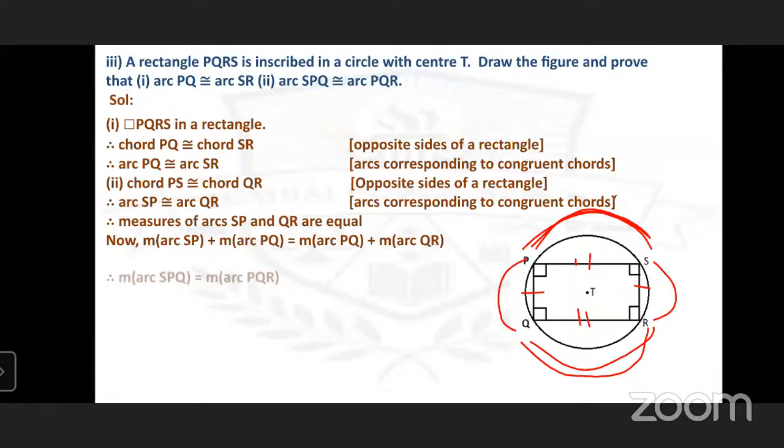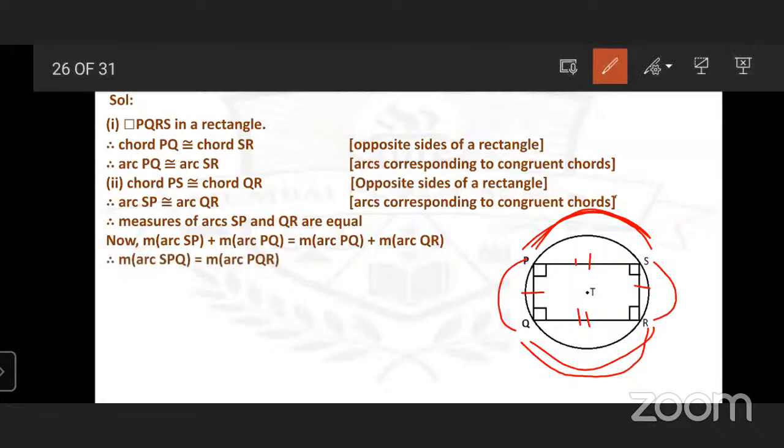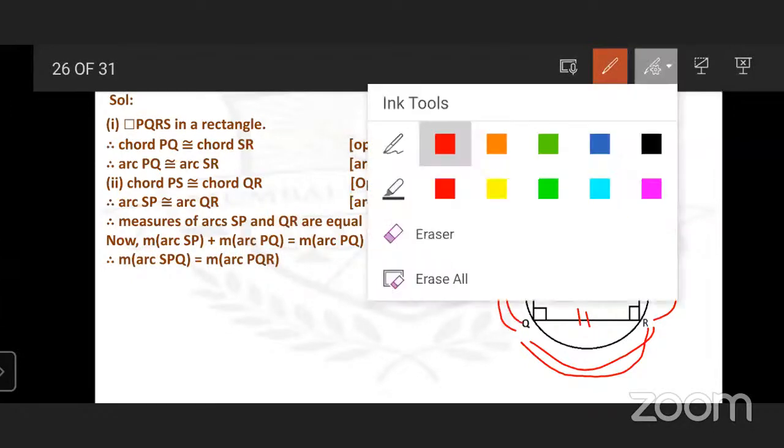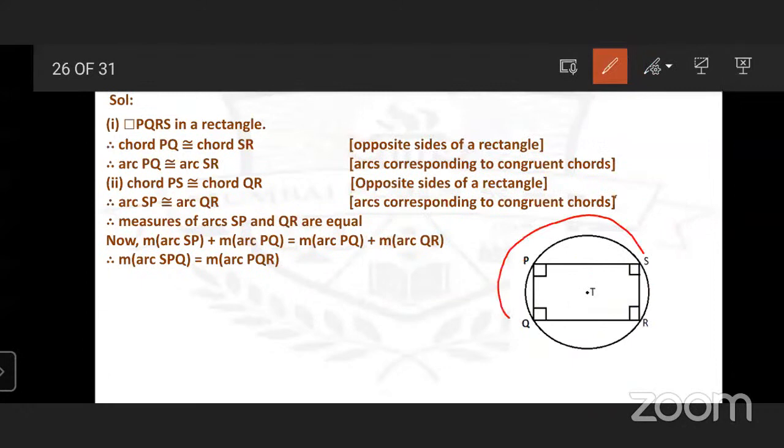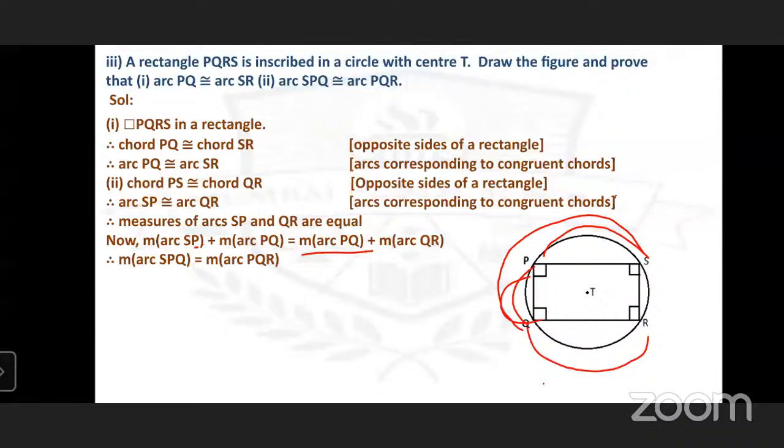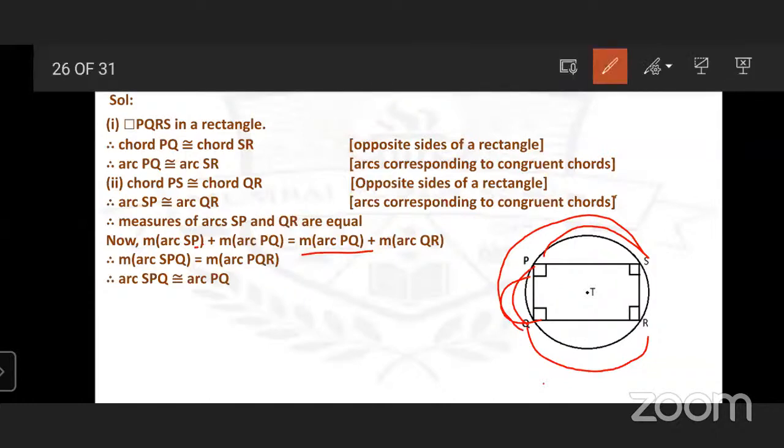Okay. So when we write this, we write here SPQ. Why do we write SPQ? Because arc SP plus PQ. We write SPQ and measure arc PQ plus QR equal to PQR. Okay. So therefore, these are congruent. That means this SPQ is congruent to PQR. Here is PQR.